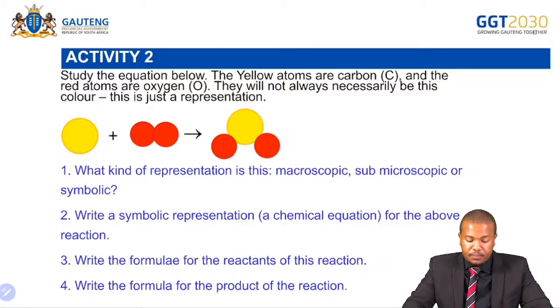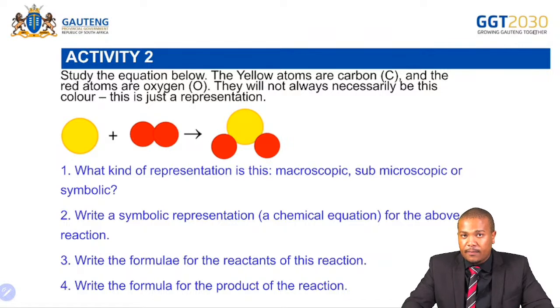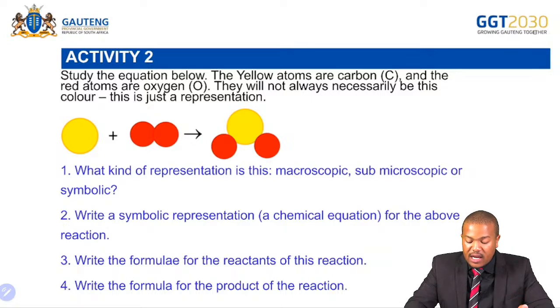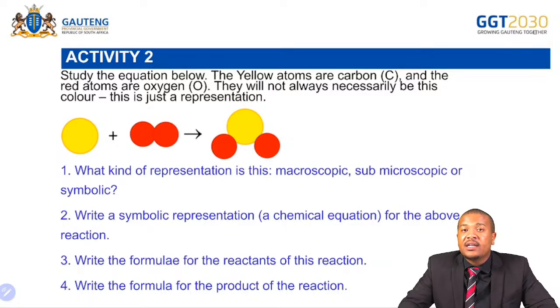Then number 2, write a symbolic representation or a chemical equation, right, for the above reaction. Then 3, write the formulae for the reactants of this reaction. Then number 4, write the formula for the product of the reaction, right? So I'm going to give you another 4 minutes to complete this activity. Then after that, we shall look into corrections.